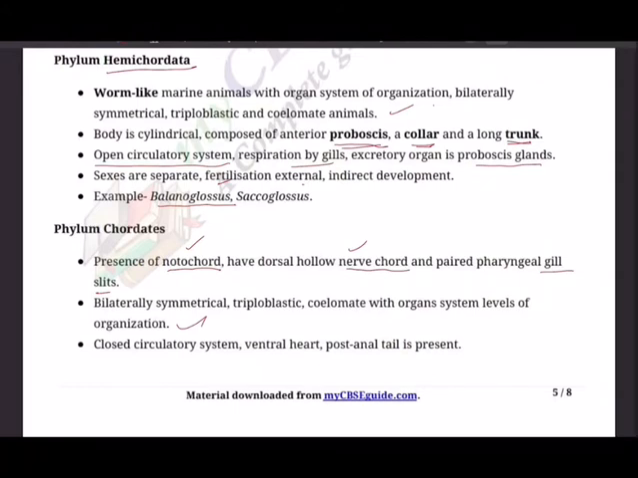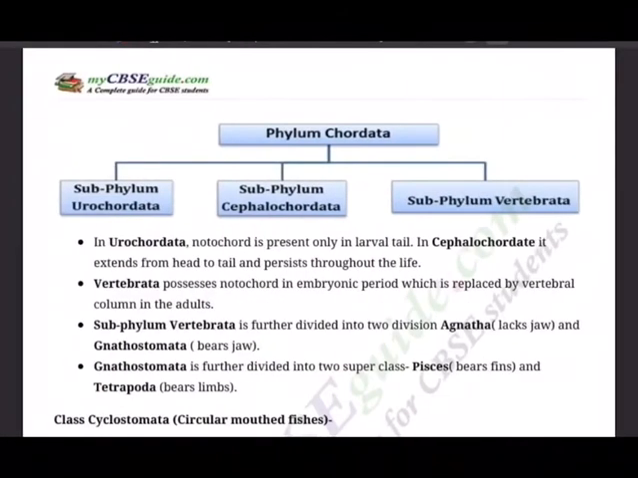If you observe, this point is very common in most of the phyla. But what is the improvement compared to Hemichordata? In chordates, closed circulatory system. That means heart, arteries, veins, blood vessels have come. And ventral heart, look at that. And post-anal tail is present. So compared to Hemichordata, there is a lot of improvement in chordates. And phylum Chordata is divided into three subphyla.